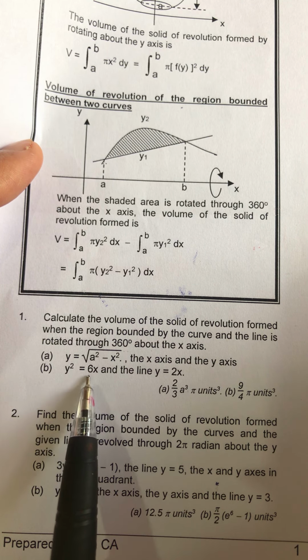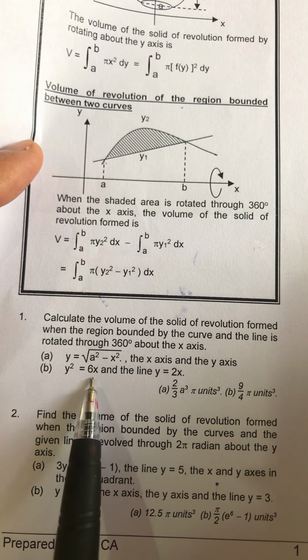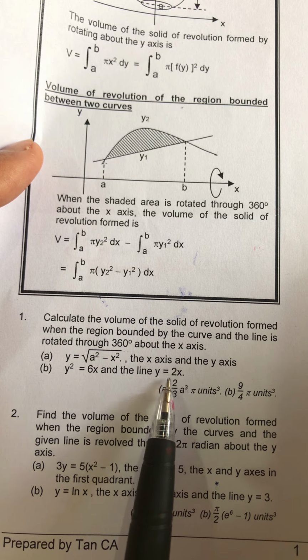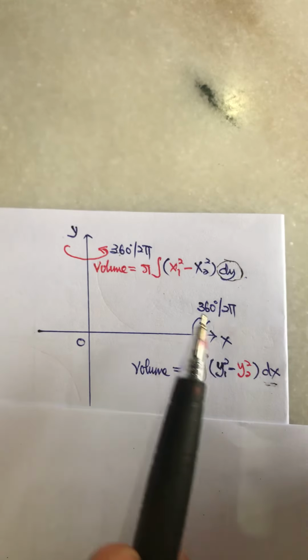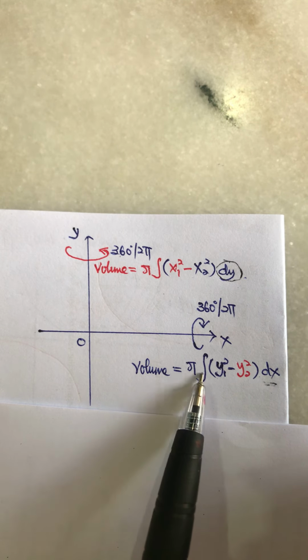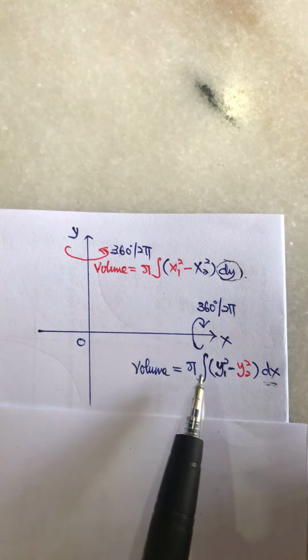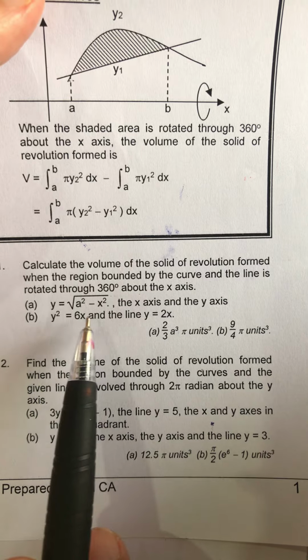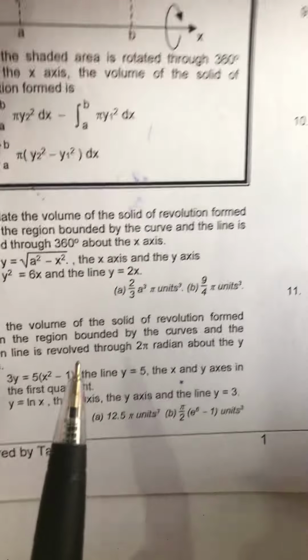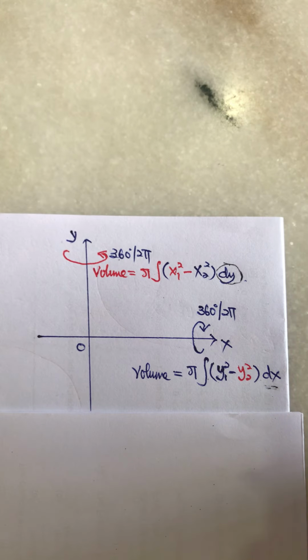So of course we need to sketch this curve and this straight line. And then remember it is the x-axis, so this formula we are going to use, not this formula, because it is the x-axis. So now I'm going to sketch the curve, that is y square equal to 6x, and the line y, this is a straight line. So you see how I sketch.